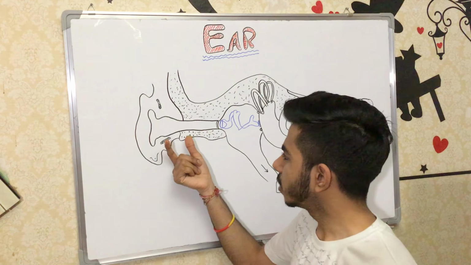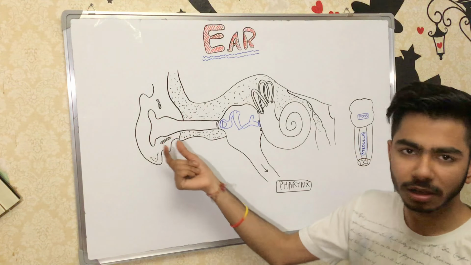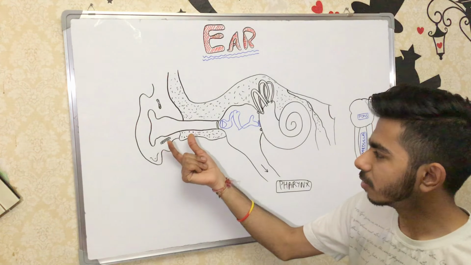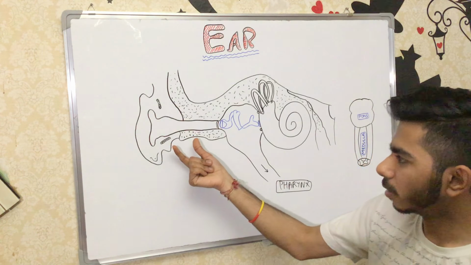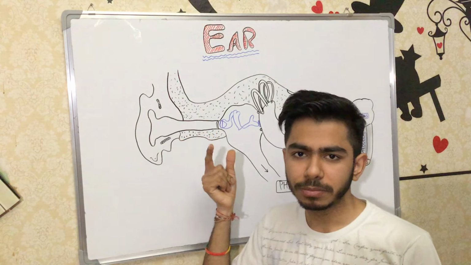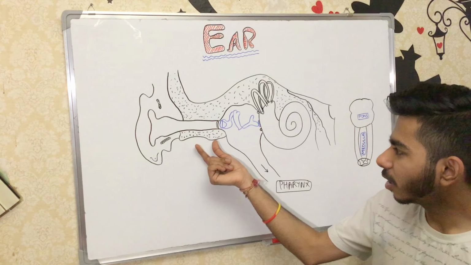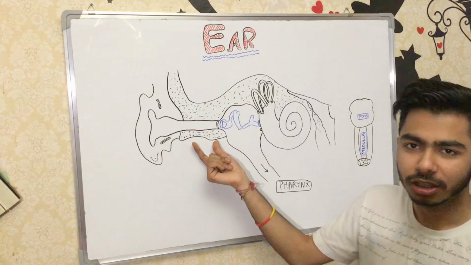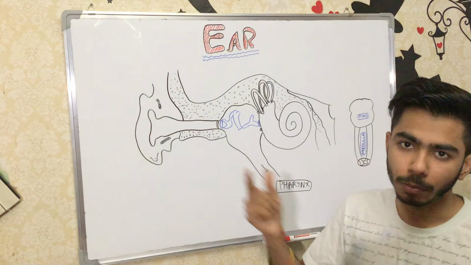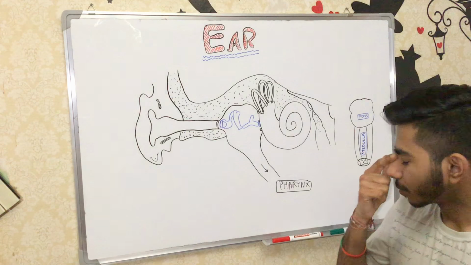The anterior part, which is more externally situated, that is the outer 1/3 part of the external auditory meatus, is made up of cartilage, and the inner 2/3 part of the external auditory meatus is made up of bone. That is a very important point.